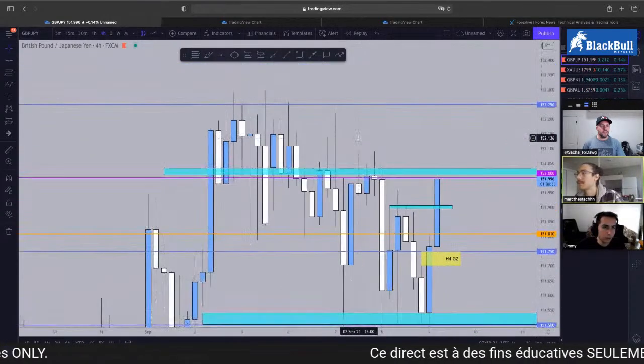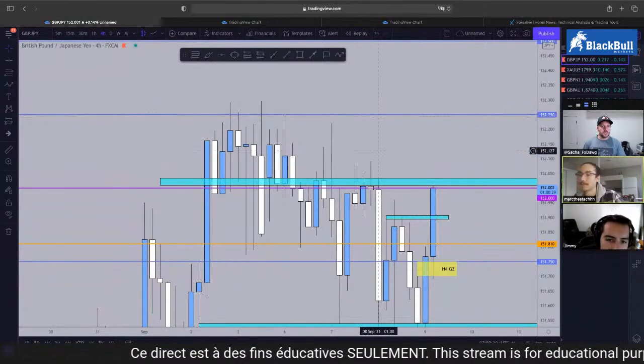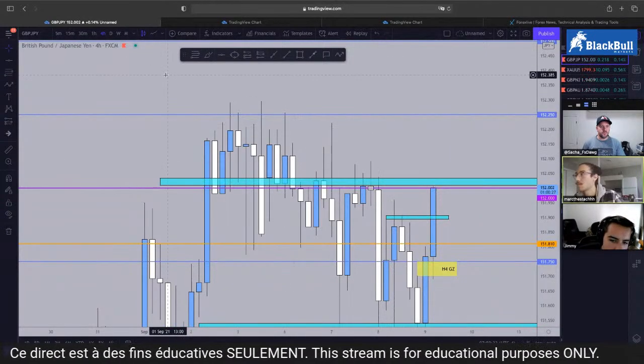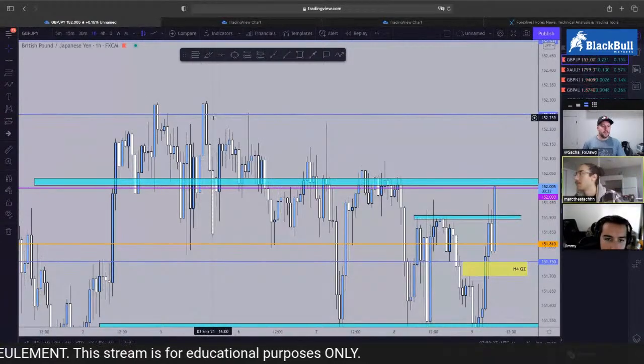We got some nice wick to fill to the upside, but the safer buy is going to be above 250, obviously, because, look at this. This is Wick City here on 4 hours. If you look at H1, it's also messy.